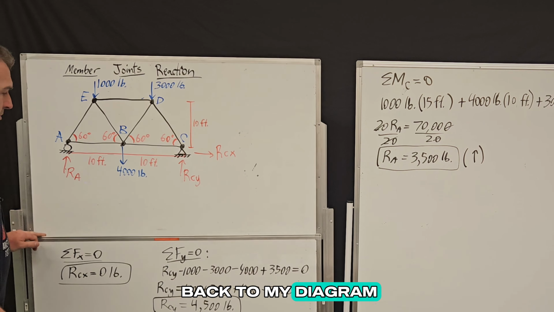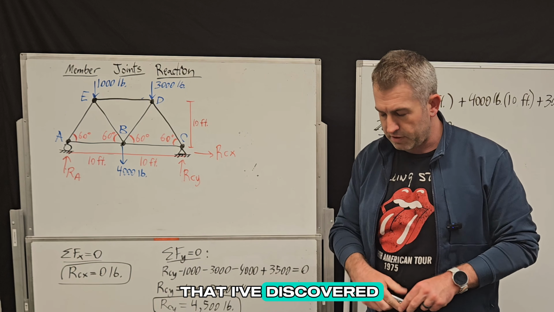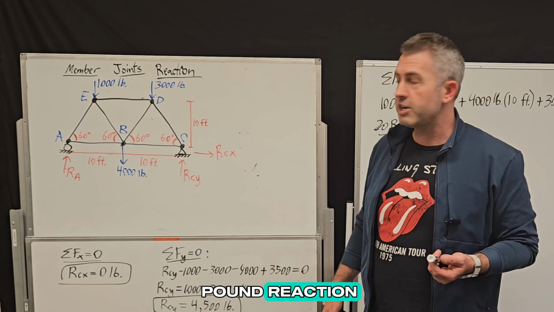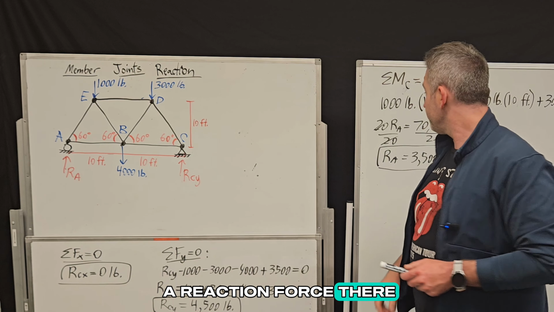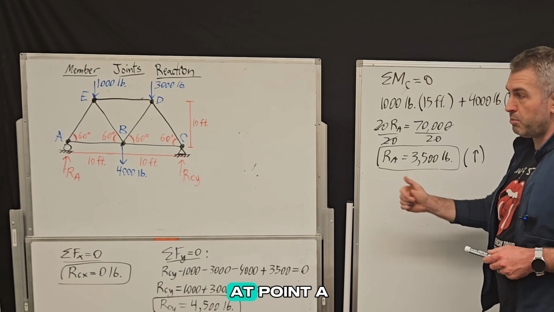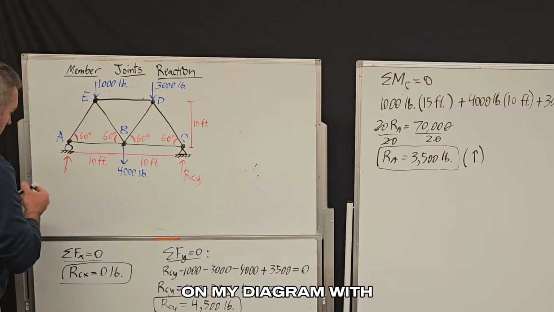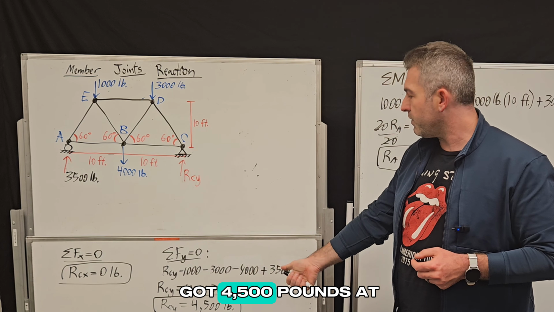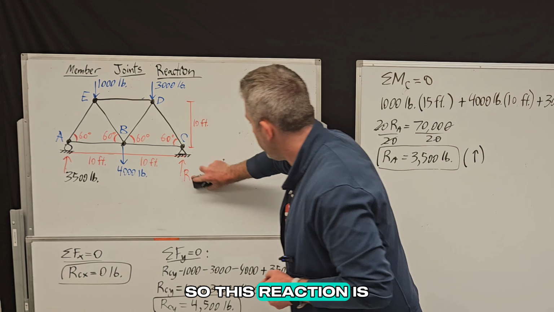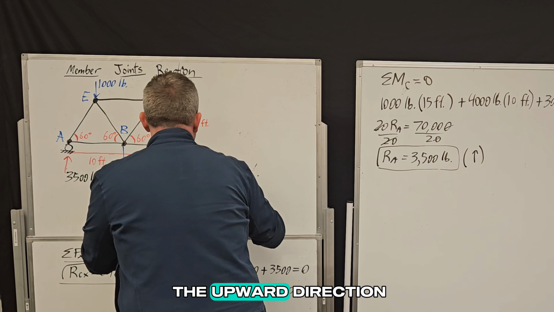So if I go back to my diagram, this is where I like to replace all of these unknowns with the new values that I've discovered. So remember, we said that there's a 0 pound reaction in the x direction at point C. So I'm just going to get rid of this because there really isn't a reaction force there. We said that there's a 3,500 pound reaction at point A. So I'm going to replace this on my diagram with 3,500 pounds. And it is upward because I got a positive answer that verifies that it's in the upward direction. And then I also got 4,500 pounds at RCY. So this reaction is now known, and it's 4,500 pounds also in the upward direction.